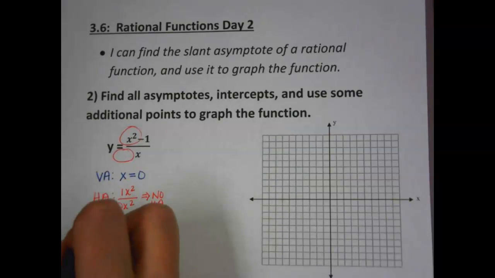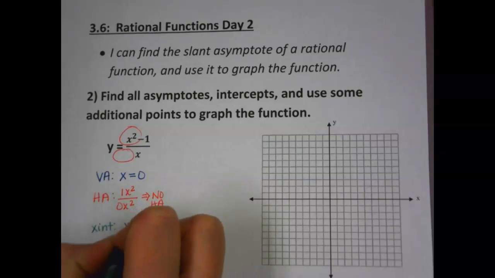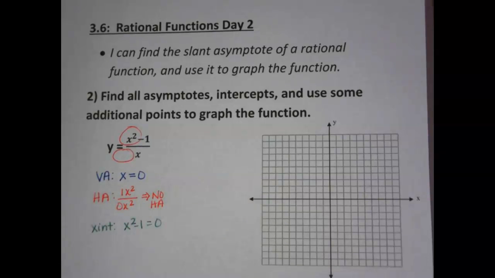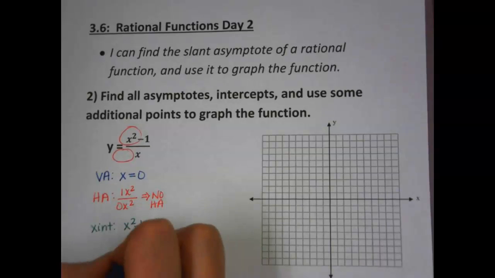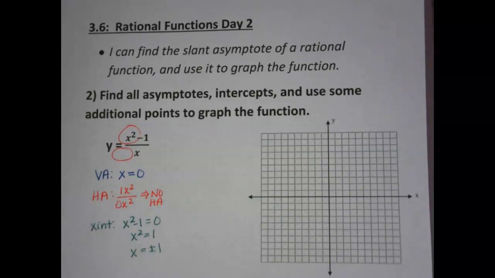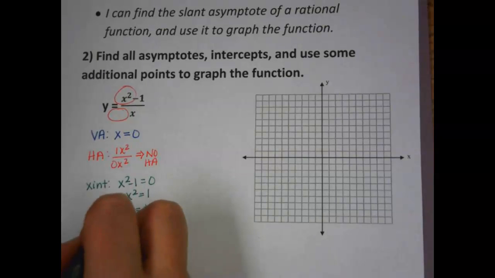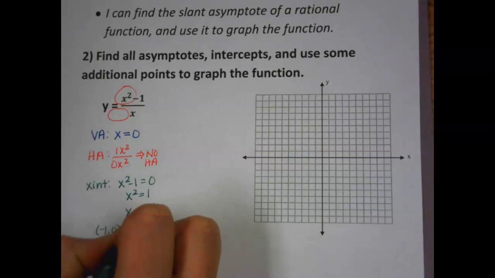But before I do that, I'm going to find my x-intercept, which is when I take my numerator equal to 0 and solve. So I add 1, and then I'm going to take the square root, and when I do that, I get plus or minus 1, which gives me two x-intercepts, (-1, 0) and (1, 0).